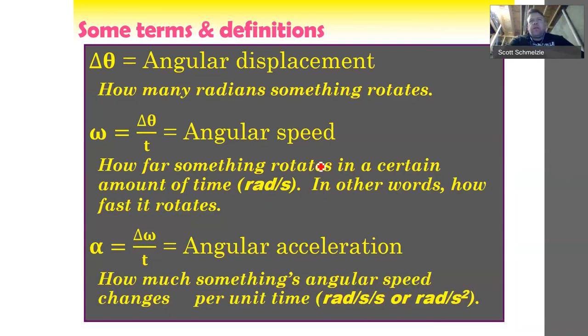A couple concepts for you just to look at. Delta theta, that's our angular displacement: how many radians something rotates. Angular speed, how far something rotates in a certain amount of time, radians per second. In other words, how fast it rotates. Angular acceleration, how much something's angular speed changes per unit of time. So if you were to go into a roundabout, we could figure out how fast you're going in angular speed. Even though that 20 mile per hour speed limit is in there, we could say you're going X number of radians per second.